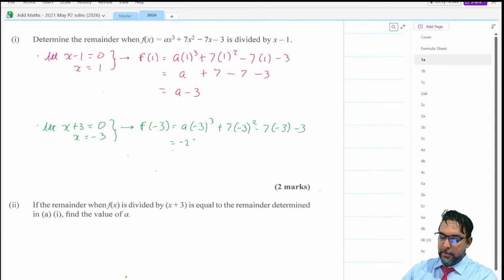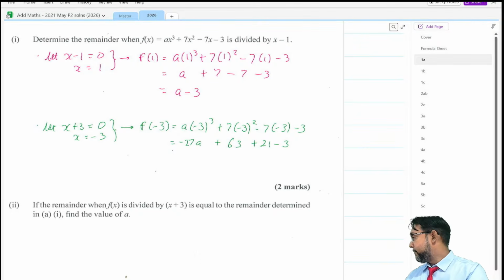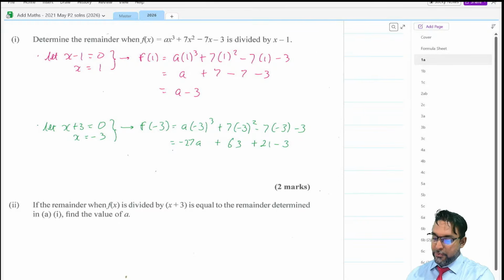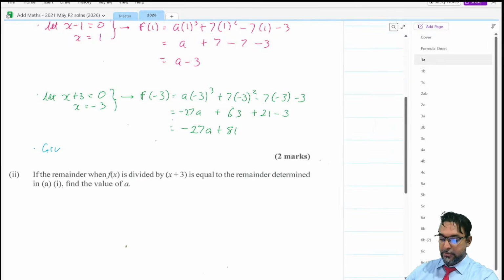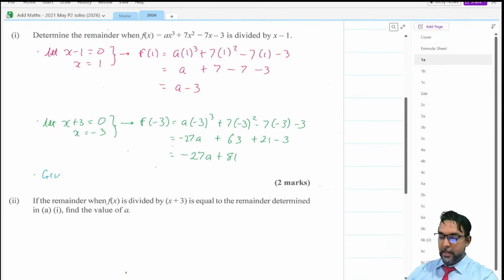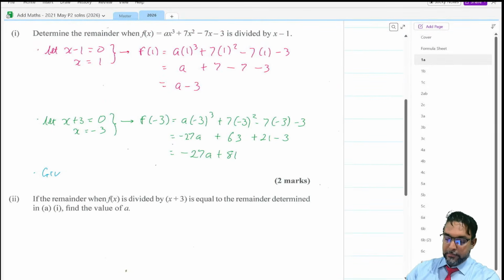So that's minus 27a plus 63 plus 21 minus 3. Feel free to let me know if I make any mistakes anywhere. Right, so what's going to happen is 63 and 21 is 84, 84 minus 3. So you have minus 27a plus 81. Is this the same question or is that part 2? Yeah, it's part 2. I just don't want to scroll up and down now. I'll copy and paste it below after.